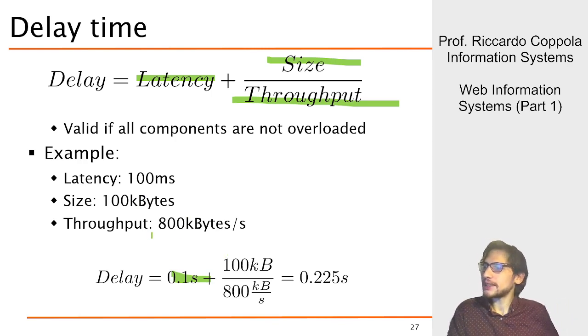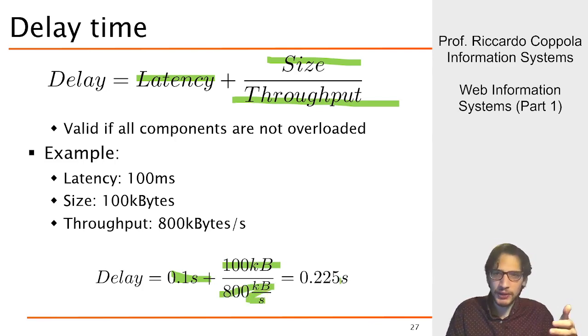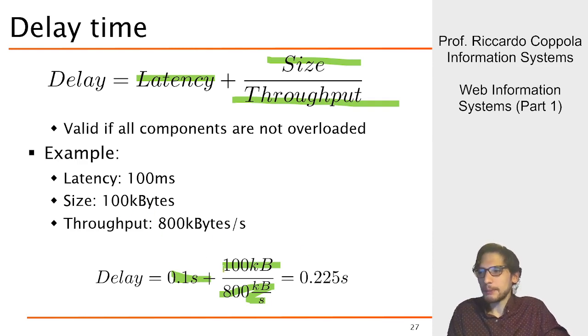Then the size of my content appears here, and the throughput is how fast I can send this content of 100 kilobytes, for instance. I divide the size of my content by the bandwidth that I am using. This will be a variable part that depends on the size of the content that I am asking for.